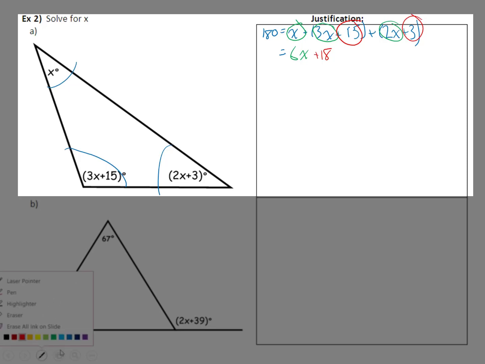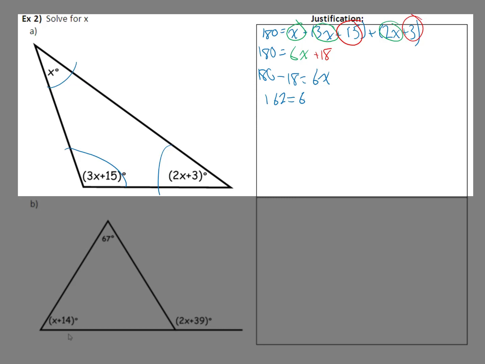And then I have 180 left over, so I'm going to switch back to my blue. My 180 is on the left still. Okay, so I have 180 equals 6X plus 18. I move the 18 over and subtract, and I get 180 subtract 18 equals 6x. Then 162 equals 6x. Divide both sides by 6. You get 27 degrees equals x. And my justification for this is the sum of the angles inside a triangle theorem.